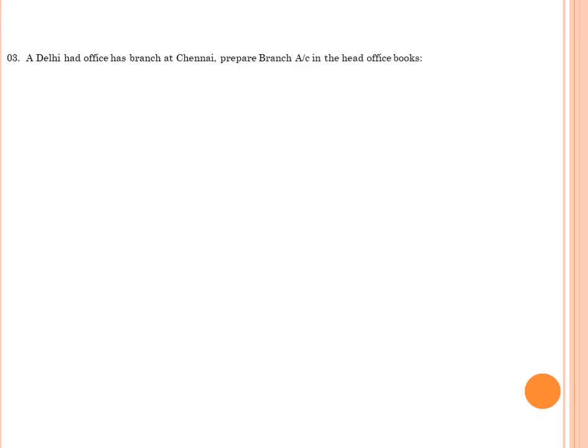This is problem number 3. A Delhi head office has a branch at Chennai. Prepare the branch account in the head office books. Here two columns are given, with a particular amount one by one.